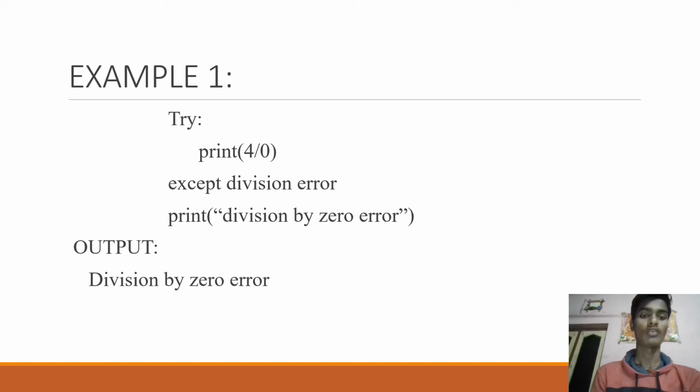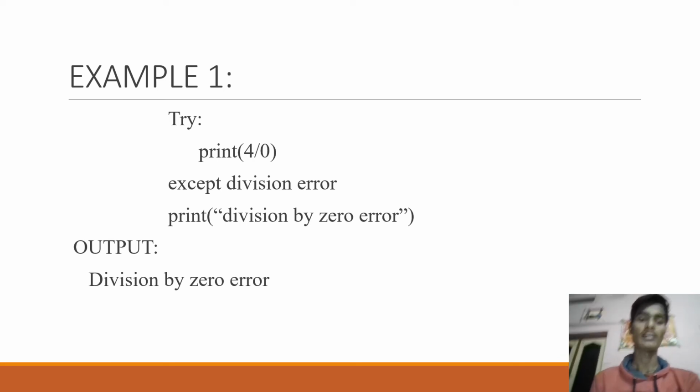Here is example 1. Try: print of 4 by 0. Except ZeroDivisionError: print division by 0 error. Any number divided by 0 becomes an error. So we have raised an exception here that is called division by 0 error.